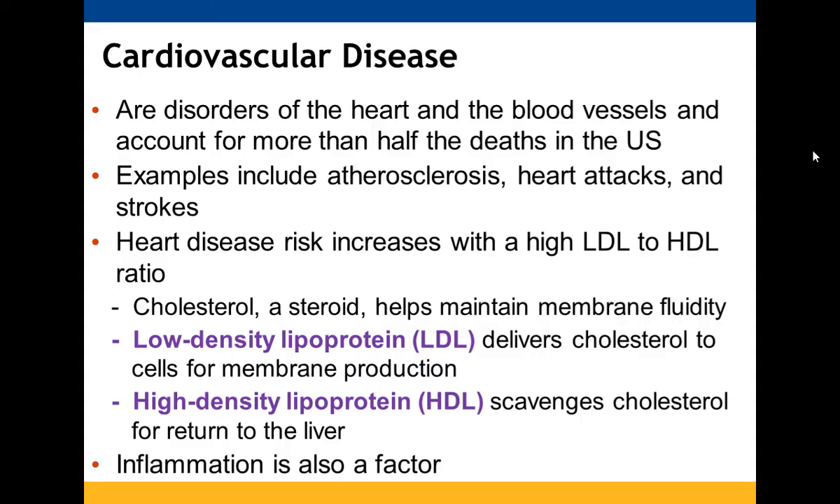Cardiovascular disease. Heart disorders, blood vessel disorders, these account for the majority of the deaths in the United States. Atherosclerosis, heart attacks, strokes, heart disease risk increases when you have a much higher LDL to HDL ratio. Remember we talked about cholesterol back in the day, how that's going to help to keep your membranes fluid. LDLs help to bring cholesterol to make more membranes. So we like that type of cholesterol.